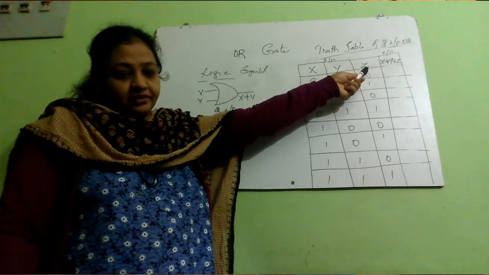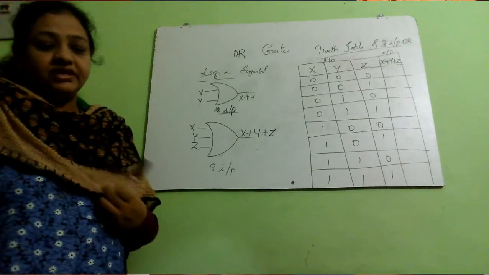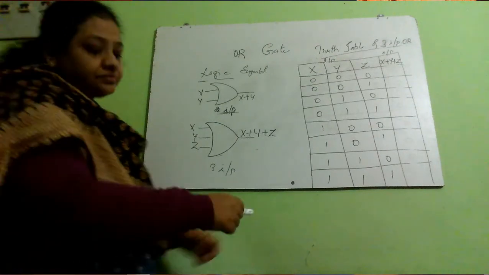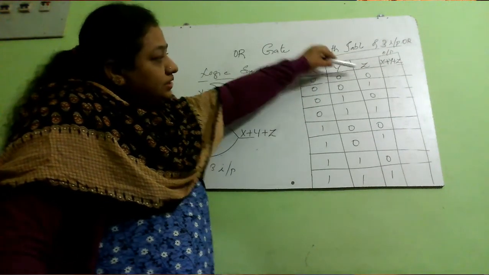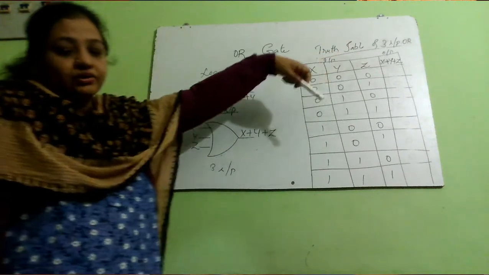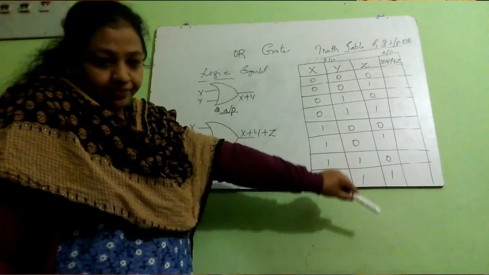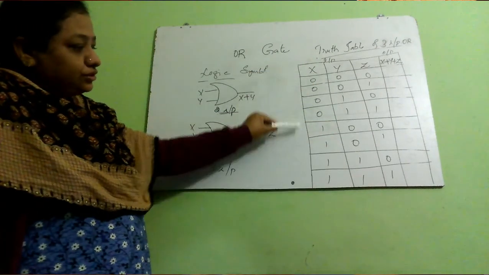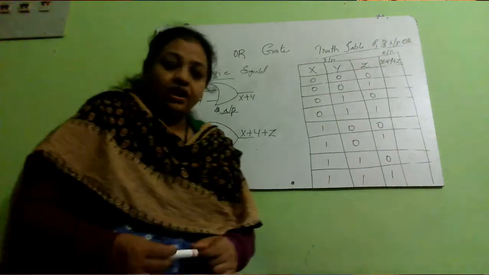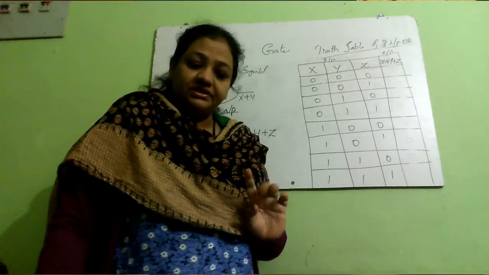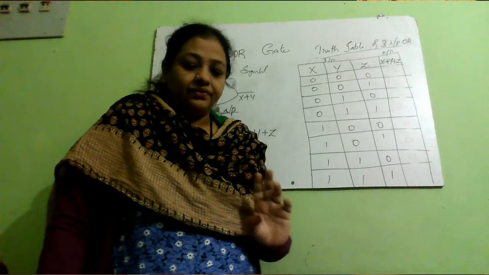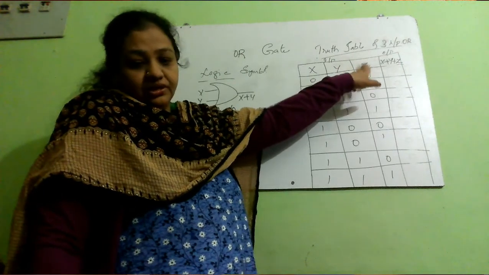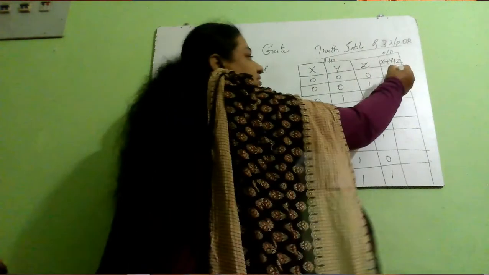Let us move on to the OR gate. Let me write the logic symbol for the OR gate. An OR gate is also called logical addition. An OR gate can have 2 or more inputs and there will be only one output. First, let us see the OR gate logic symbol. This is the logic symbol of the OR gate.